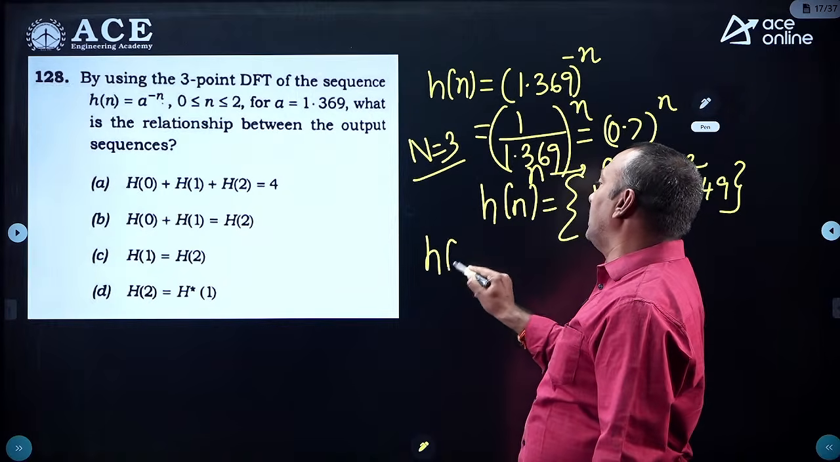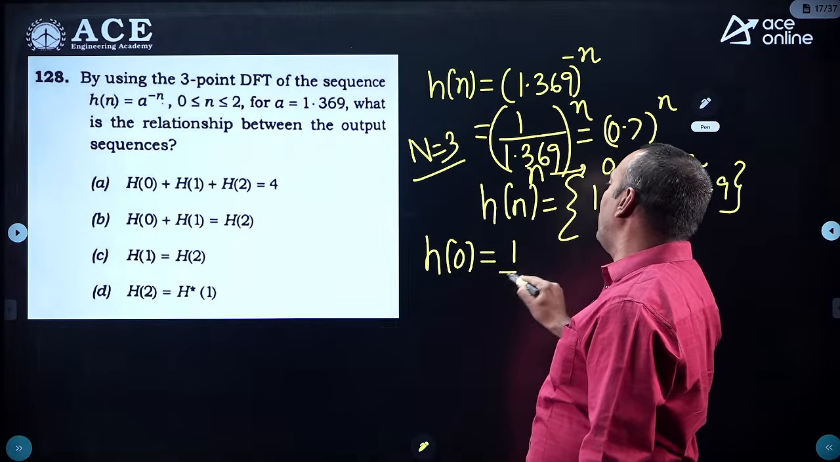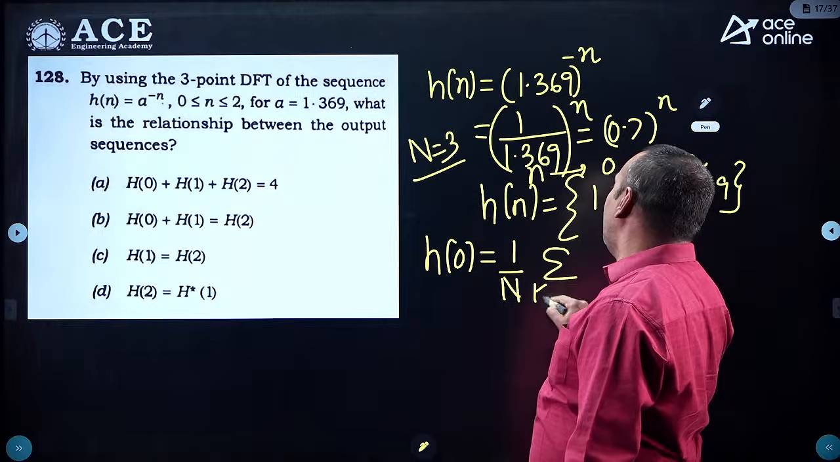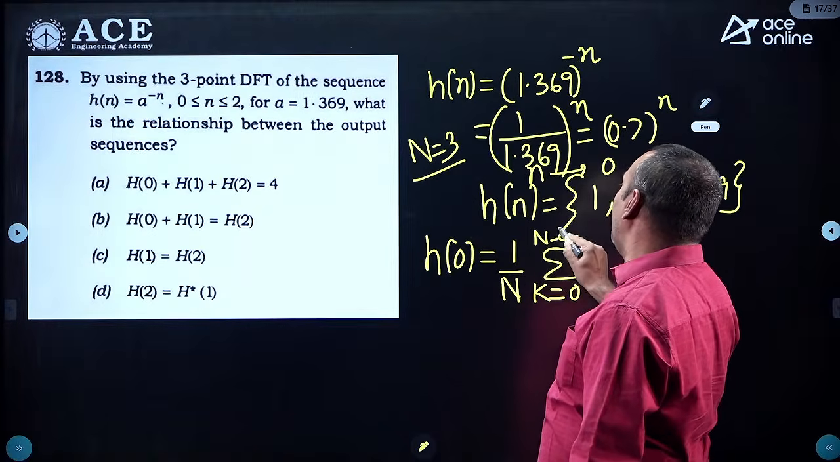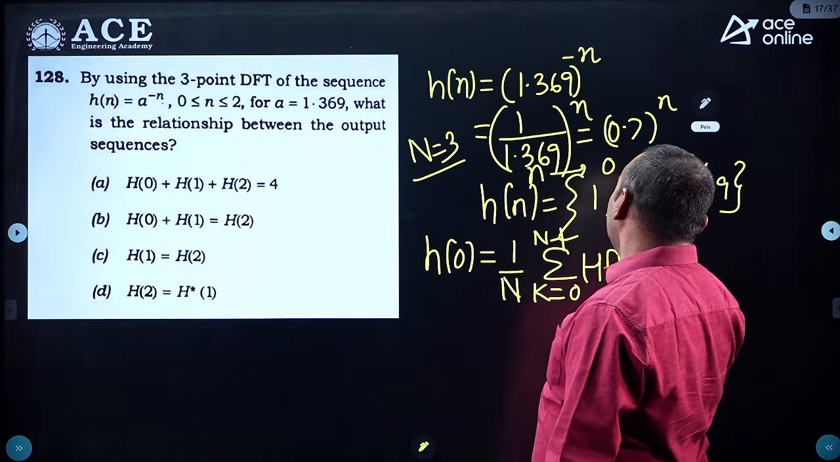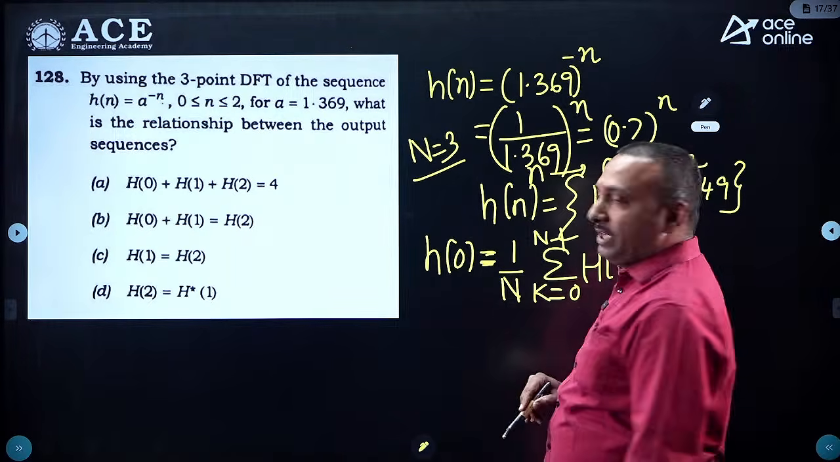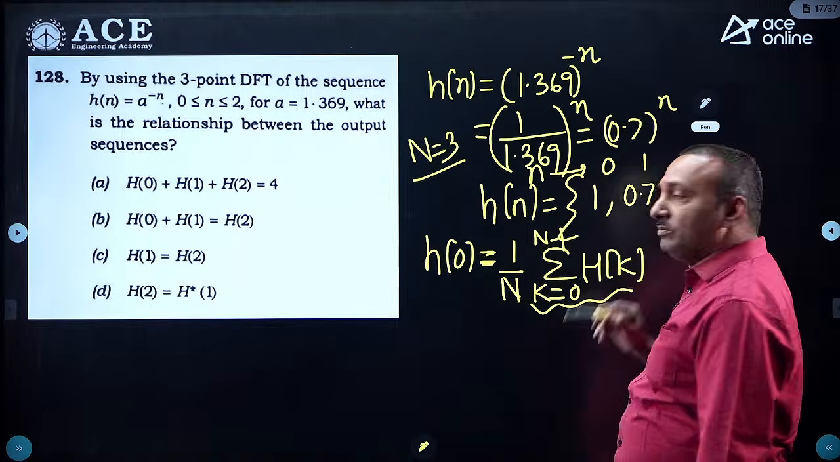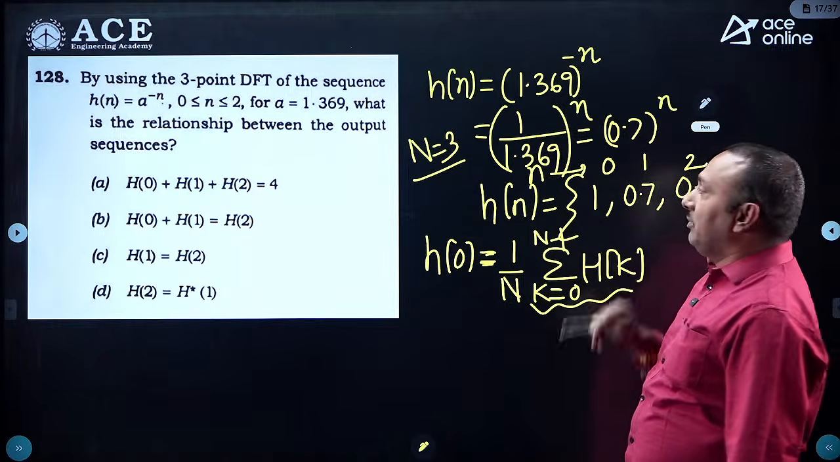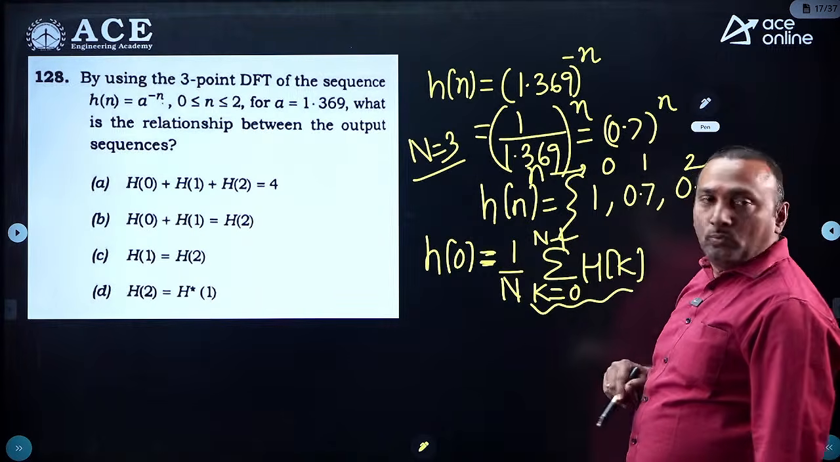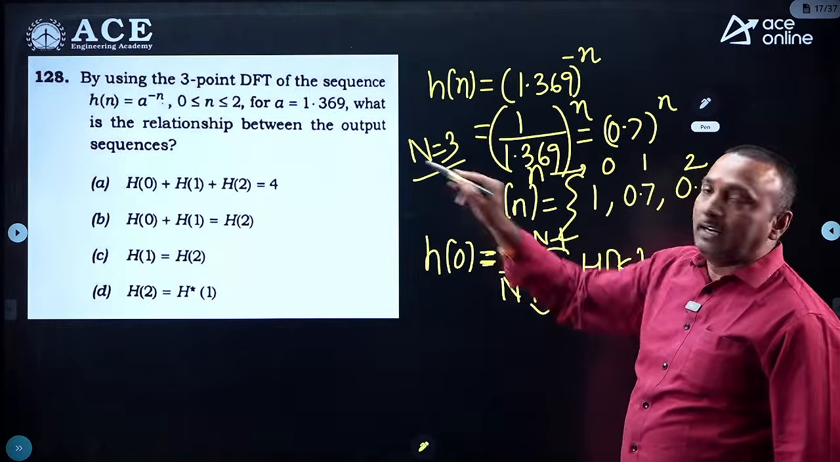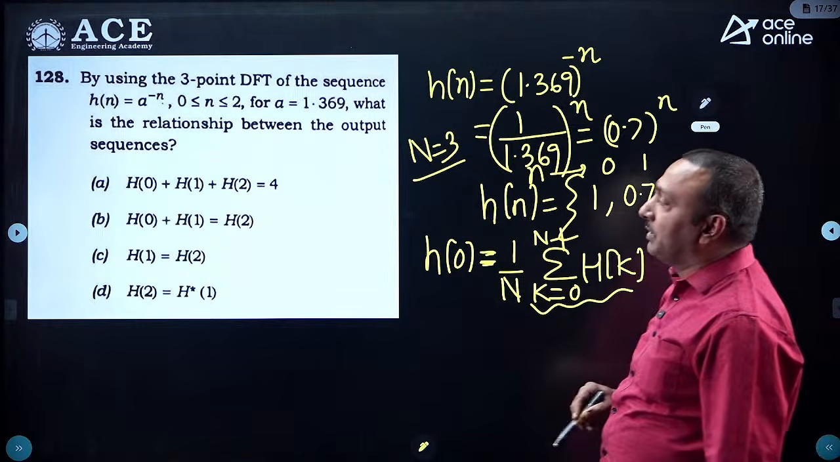According to the IDFT definition, small h0 is 1 by N sigma k equals 0 to N minus 1 of Hk. He has given this value. What is h0, which we already have? What is h0? 1. But he is saying the answer is 4. It cannot be the option.